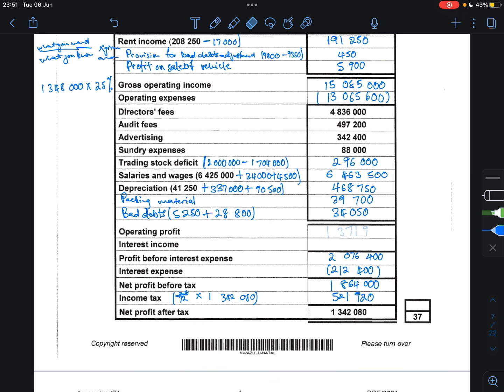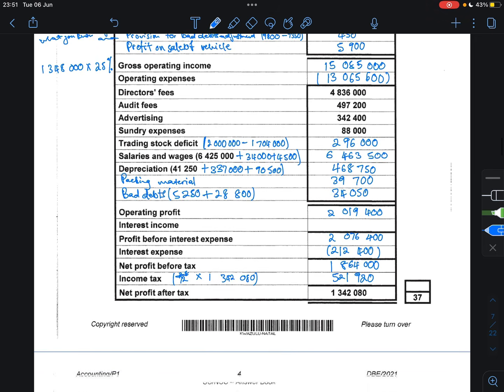Okay, let me get my numbers correct. It's 1,371,900. Well, no, this is incorrect. Sorry about that. This is incorrect. What did I do here? Let's see. Oh, I forgot the zero here. Okay. Alright, so I'm getting a different answer now. It's 2,019,400. I forgot the zero here, so that is why I made this mistake. Okay, see, that is why I ask you guys to be really careful when you're working on this.